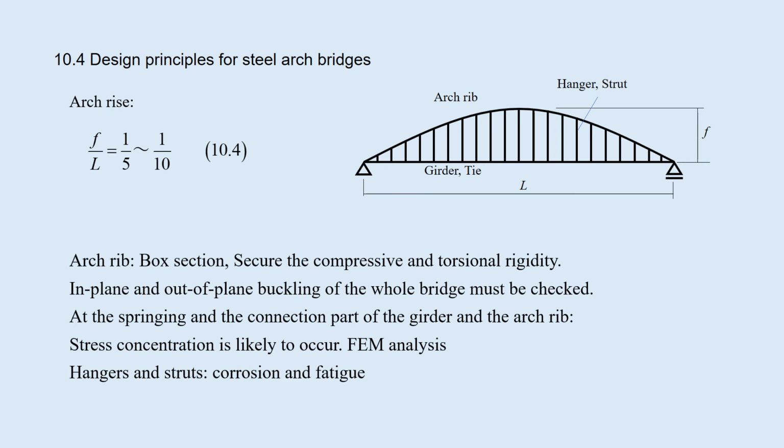For the arch rib, a box section is usually adopted to secure the compressive and torsional rigidity. In addition to the verification of members, the in-plane and out-of-plane buckling of the whole bridge must be checked. At the springing and the connection part of the girder and the arch rib, stress concentration is likely to occur. These parts should be studied by FEM analysis to reduce the stress concentration.